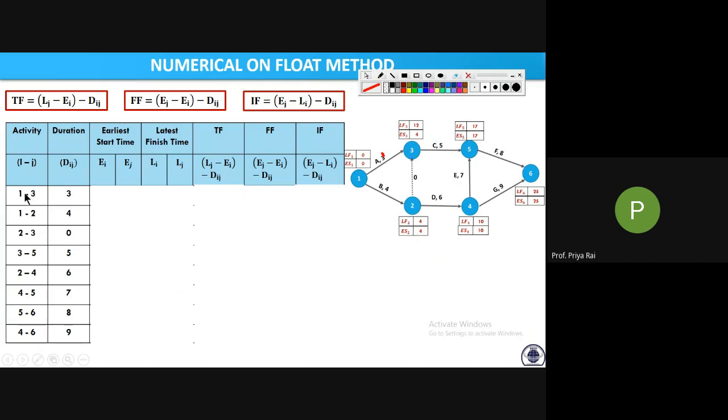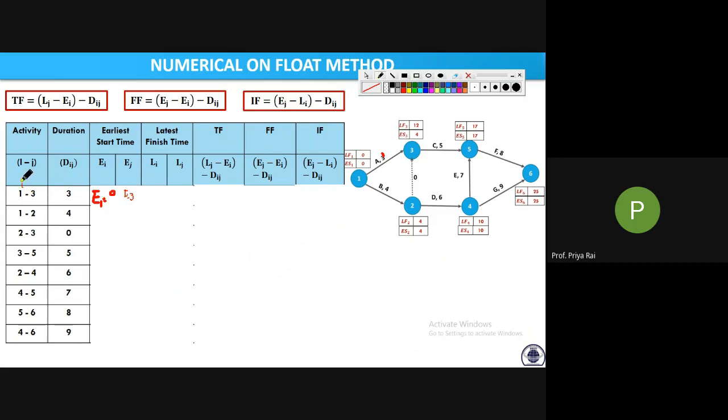Now for the first activity, I to J is how much? I is 1, J is 3. So EI is what? What is the value of EI for this activity? EI is E1, which is 0. Now how much will EJ be? J value is 3 in this case.